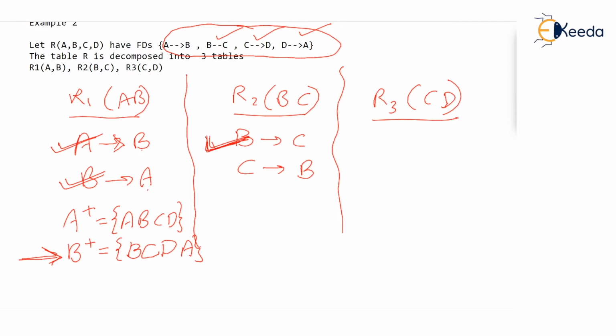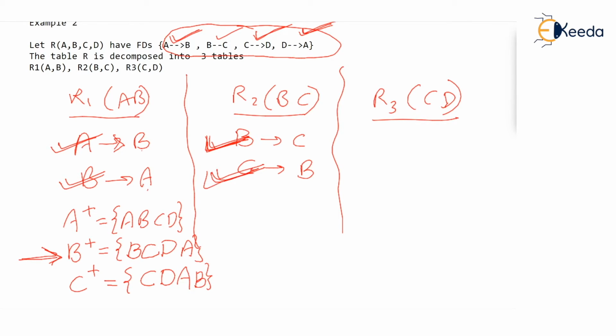How do you check C determines B is valid? Find out C closure using our original FD set. C closure will contain C, and observe C determines D in the original FD set. So D will be brought in, and D determines A in the original FD set. So D will bring in A, and A determines B is also true. So B will also be brought in. So obviously C has all the attributes. So C can determine B. This is also true for our second table.